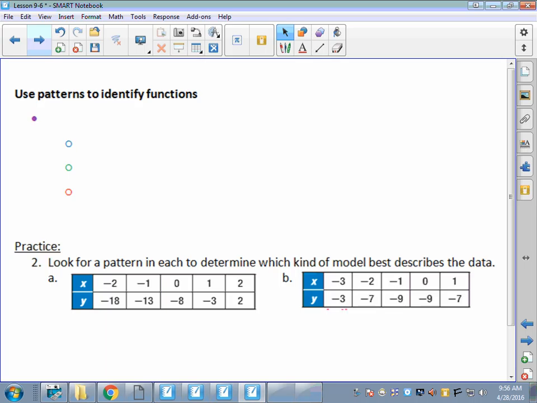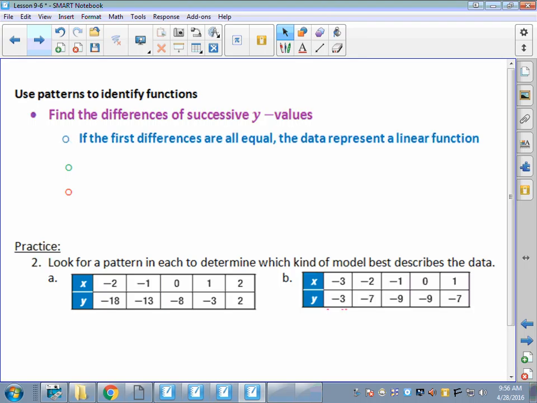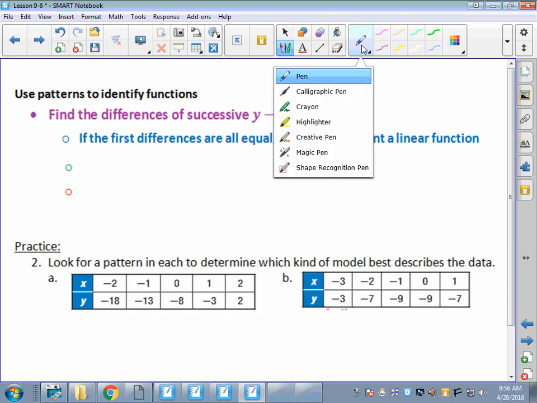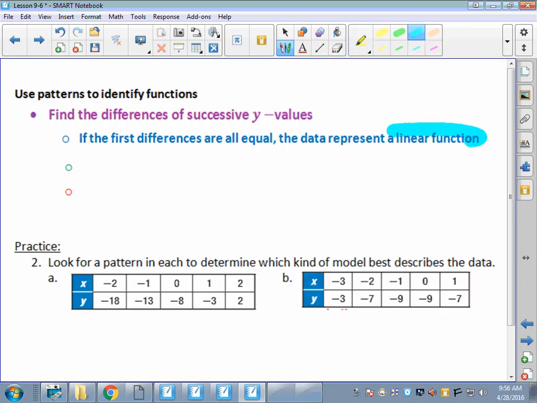So what you are going to do is you are going to find the differences of your y values. You're going to assume that all of my x values increase by 1. I'm not going to try to trick you with the x's. I'm just going to look at the y's. And here are the 3 things that can happen. If all of your first differences, the first time you do it, are equal, you've got yourself a linear function because we've got a constant rate of change. So first differences are equal, you've got a linear function.